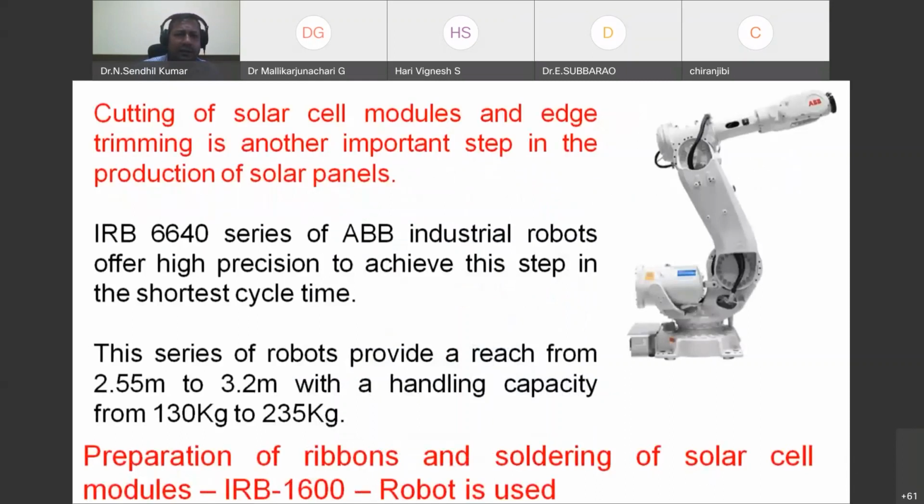And another robot is for soldering in the PV cell. If you see, a ribbon kind of white color material will be there. This should be soldered perfectly, above and below the solar cells. This type of intricate work can be done by using the IRB 1600 robot. It can be rotated in; I think the degrees of freedom is 4 to 6. You can see that it will be utilized for ribbons and soldering of solar cell modules, making all these things.